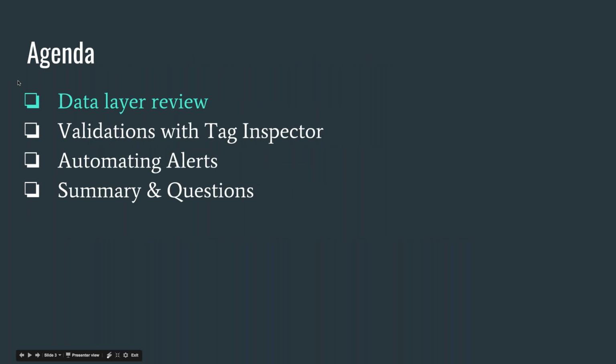So, a quick high-level overview of what we will be going through today. First, just a quick review of the data layer, what it is, what that testing process really looks like, and key information that we'll be looking for when testing, and then how to automate that with Tag Inspector. Validations with Tag Inspector, automating alerts for ongoing monitoring, and alerting of any issues that might come up outside of just the initial implementation QA process. And at the end, we'll get to a quick summary and answer any questions.